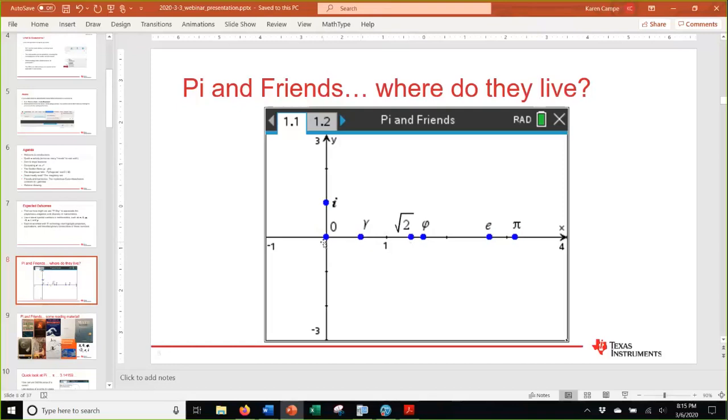And as we all know, i is the imaginary unit, so it's not going to show up on the real number line. But if we imagine or think about this as the complex plane, the y-axis is where we graph the imaginary component of a complex number. So here's i, 1 unit up.